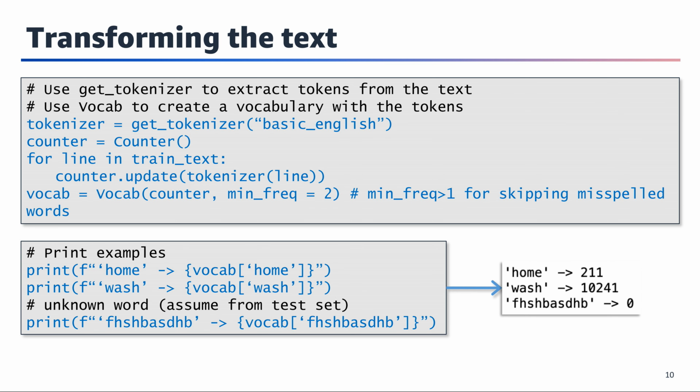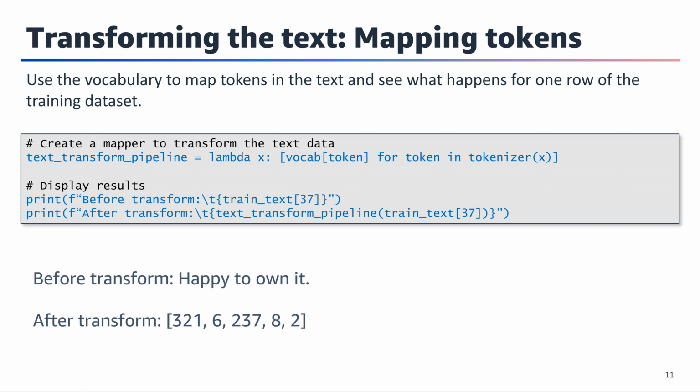The text needs to be transformed into a format suitable for machine learning models. It uses the get_tokenizer function to extract tokens from the text, and the Counter class to count the occurrences of each token. The code iterates through the training text data, tokenizing each line and updating the token counts in the counter object. A Vocab object is then created from the counter, with a min_freq parameter of 2, which means that any tokens appearing less than twice in the training data will be excluded from the vocabulary. The vocabulary is used to map tokens to numbers. For example, "happy to own it" becomes a vector of 5 numbers.